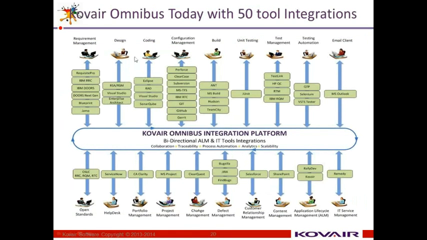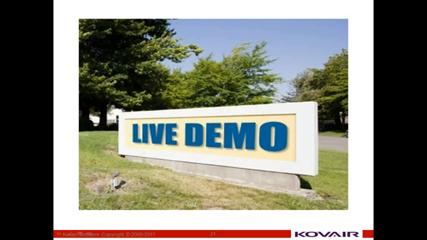So this slide focuses on what Kovair Omnibus today is with 50+ tool integrations. As you can see from the slide, we cater to the different domains like requirement management, design, coding, configuration management, and other domains. So in today's demo, we are going to do it with Remedy and Rally. So you'll find those tools listed over here as well. So this is Rally Dev.